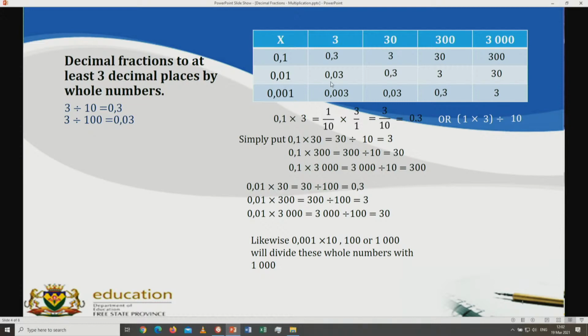Then it's going to give us 0,03 because it's now 300ths. You see? And then look at this one, multiplying by 0,001. Multiplied by 3 is the same as 3 divided by 1000, which is going to give us 0,003. So what are we noticing here?